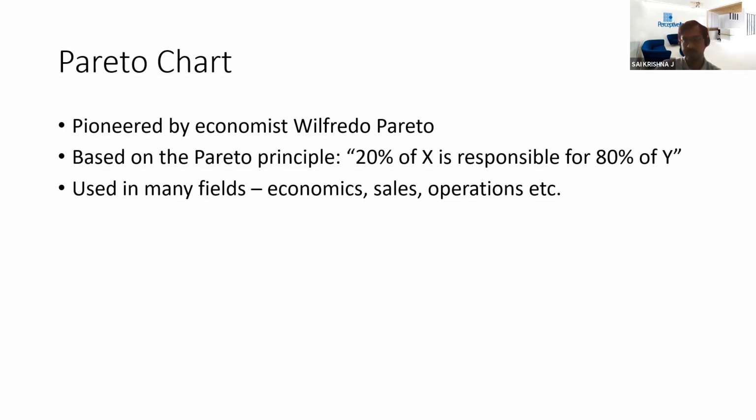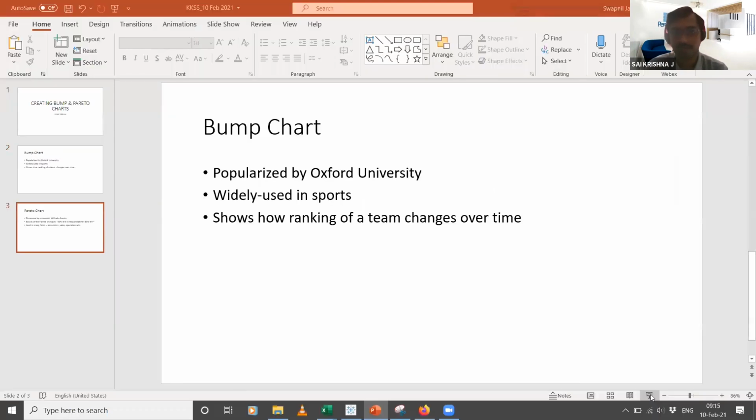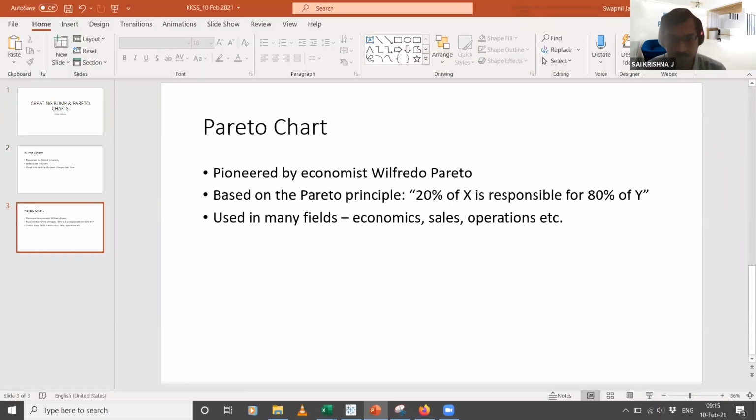Like I said, it's used in many fields: economics, sales, operations, etc. In operations, one typical example will be, let's say you have a set of machines running in your factory. It's natural that when you have an assembly line, you could have defective products from your assembly line. So in an operations scenario, this could translate to 20% of the machines or 20% of the laborers contributing to 80% of the defective products. This 20-80 rule, we can apply in many fields. Now let's see how to create the Pareto chart in Tableau.